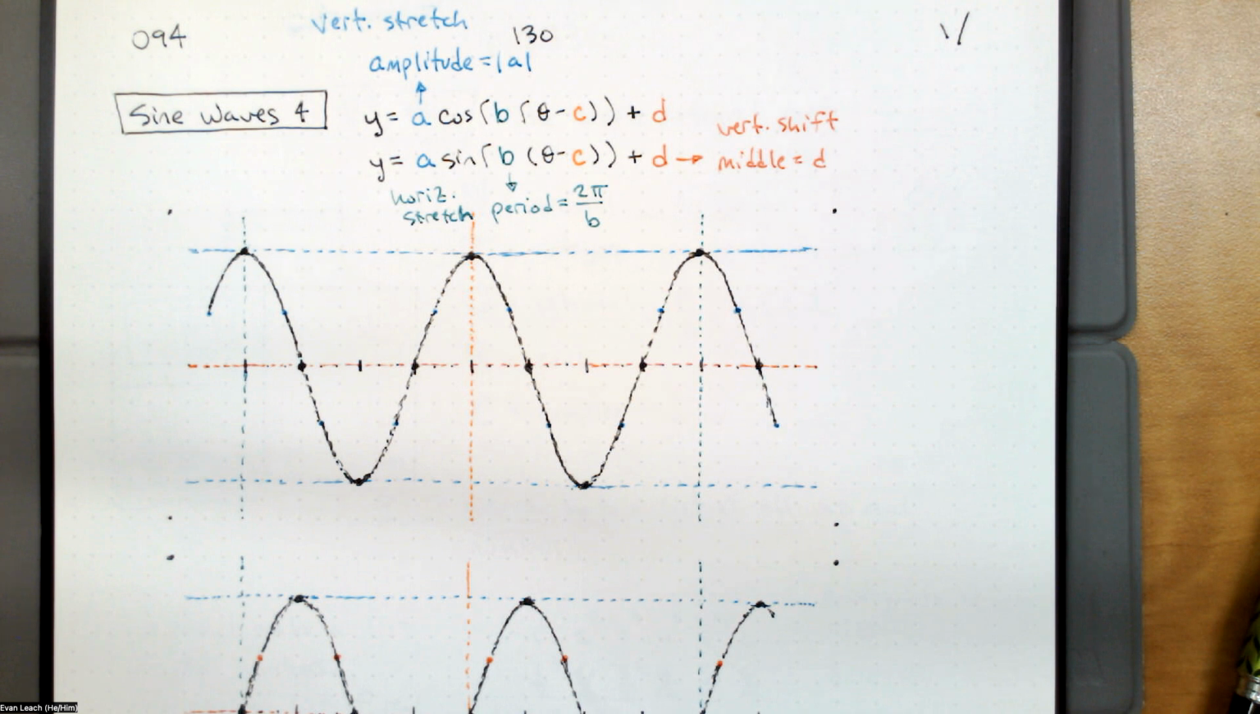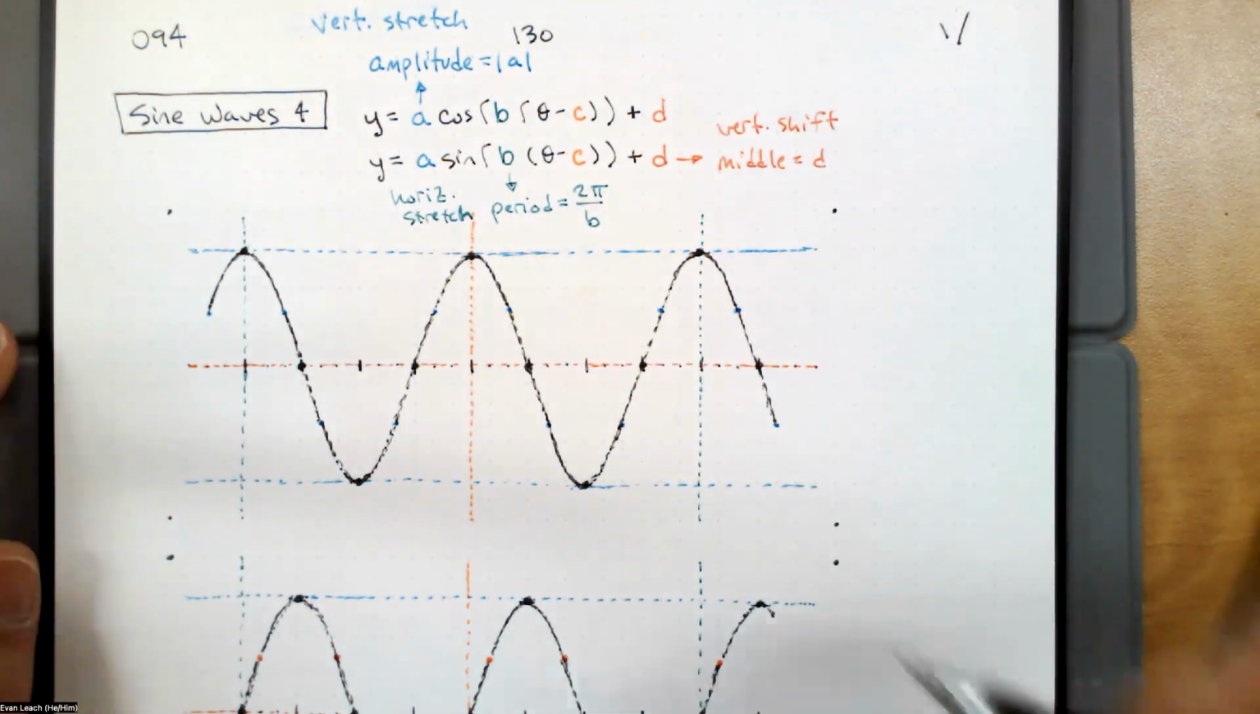The one that we didn't sort out a lot was C. We know that C is the horizontal shift. That's what's left. We've got vertical and horizontal. We've got stretch and we've got shift. So I've got vertical stretch, horizontal stretch, vertical shift, and the one we're missing is horizontal shift. And that's what C does. C is the horizontal shift.